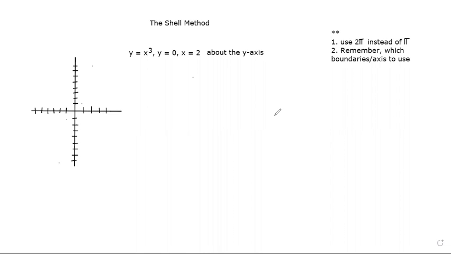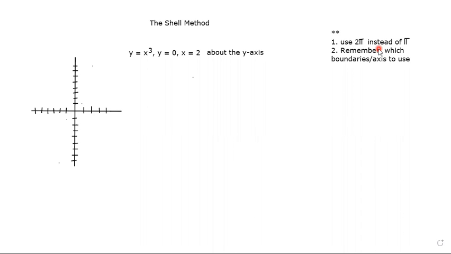All right. Now, the first thing we want to do, to avoid problems, we want to remember that when we're using the shell method, we want to use 2π instead of pi. Pi is used with the disk method and the washer method. The shell method uses 2π. And also be very careful about the boundaries and the axis.